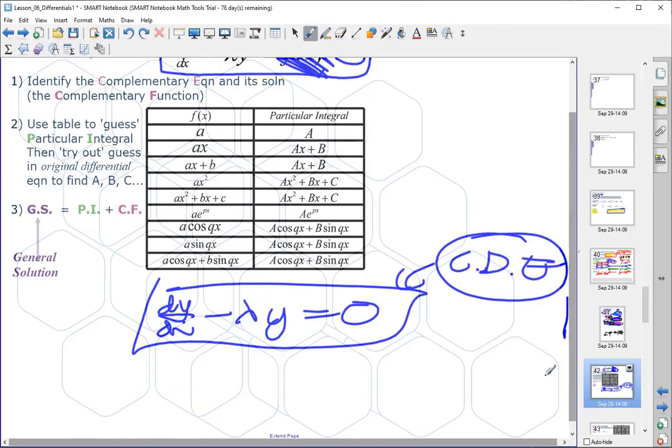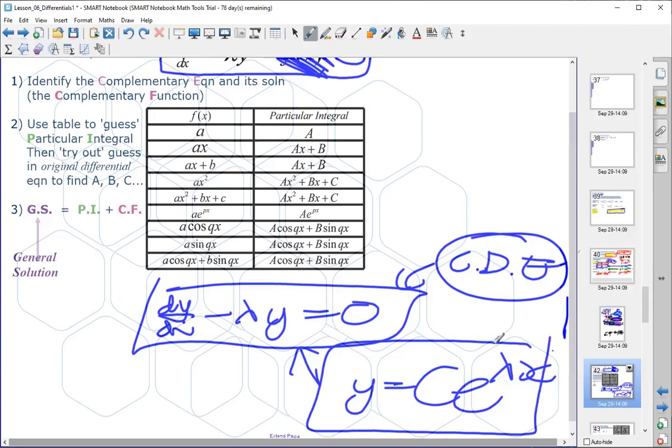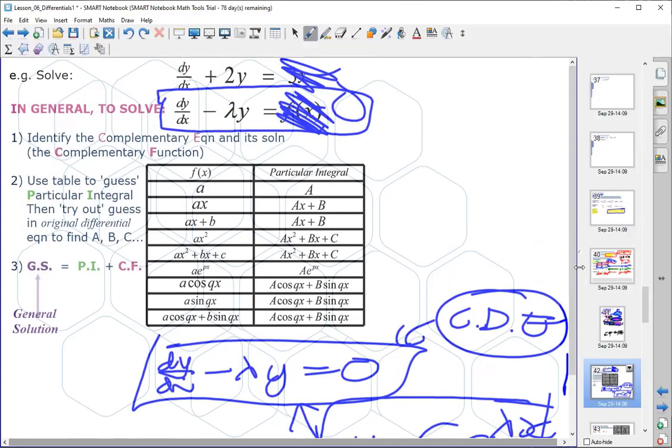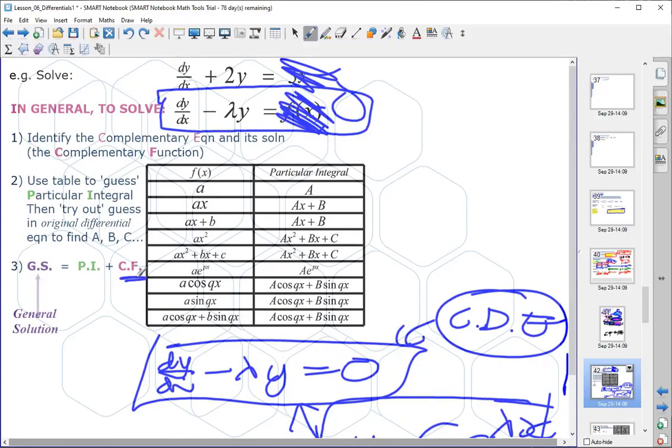When you solve this, the answer will always be the same. It will be y equals ce to the lambda x. It's always going to be that. It's going to be easy to work out. Okay, so that's the complementary function. Our answer is going to be the complementary function plus the particular integral.